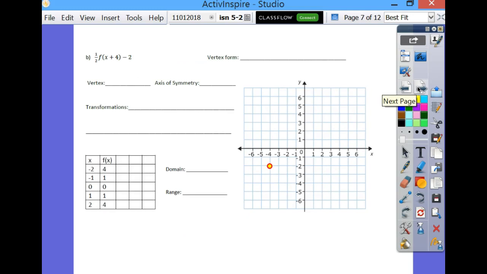Example number 2. What is the 1/2 out in front going to do? Shrink or compress, both words are acceptable. Compression by 1/2. Actually, a vertical compression by 1/2. Gilberto, what does the x plus 4 do? Eli, what does the minus 2 do?